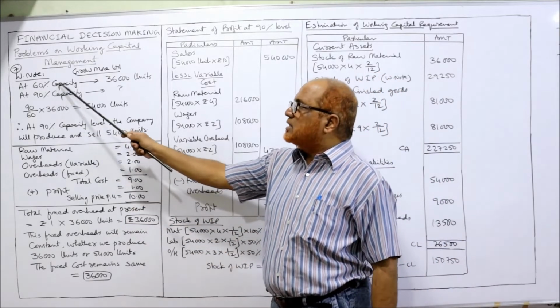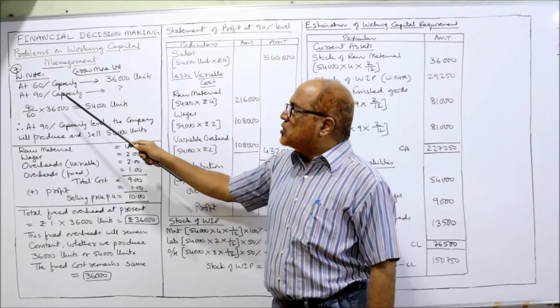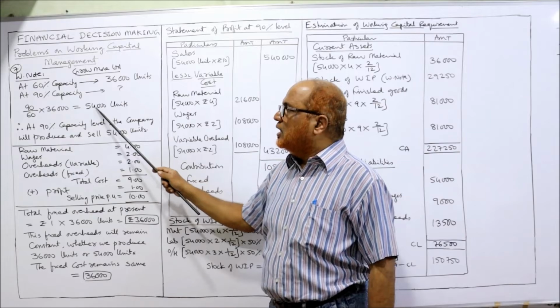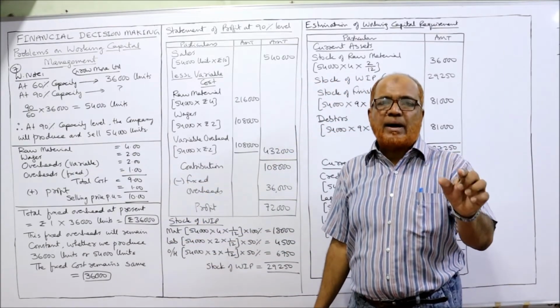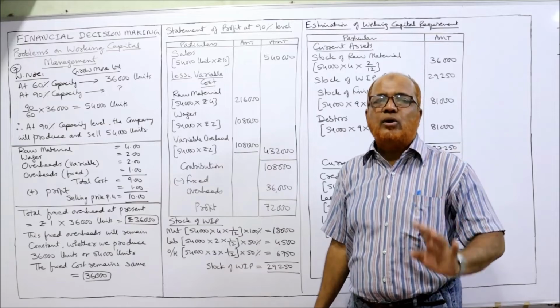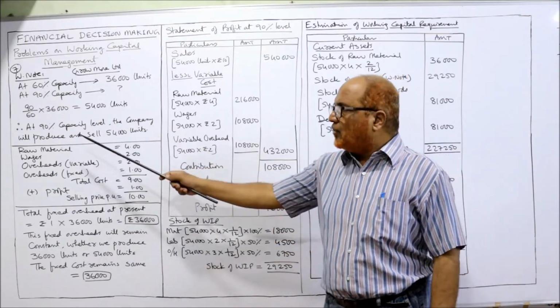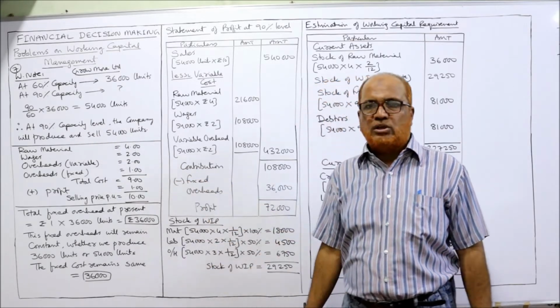So at 60% capacity, 36,000. At 90%, how much? So 90 divided by 60 into 36,000. You will get 54,000. So at 90% capacity level, we can produce 54,000 units. Therefore, at 90% level, the company will produce and sell 54,000 units.